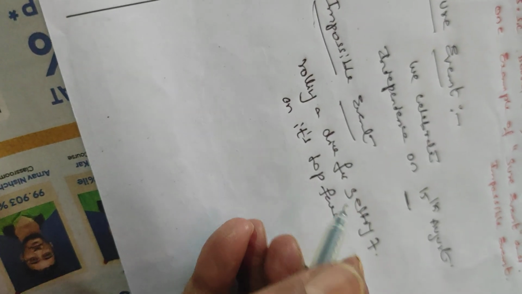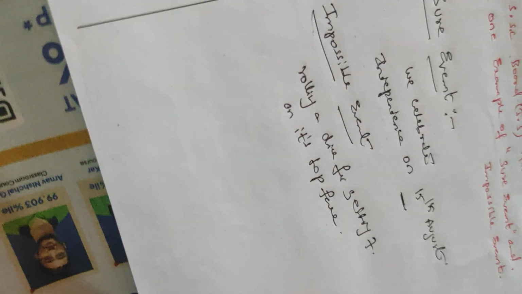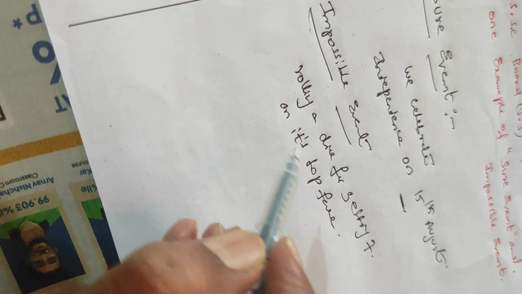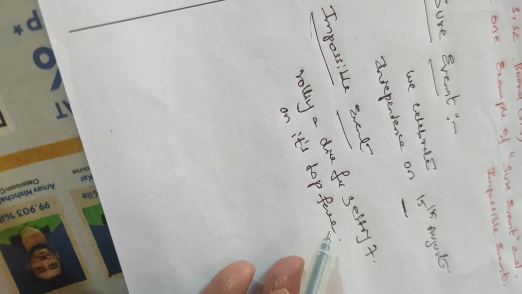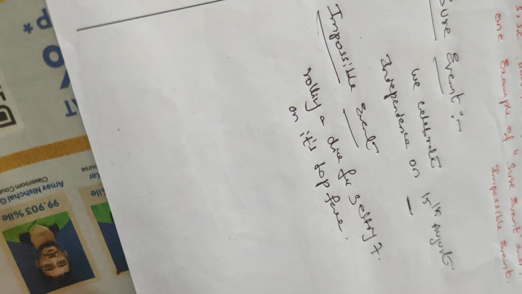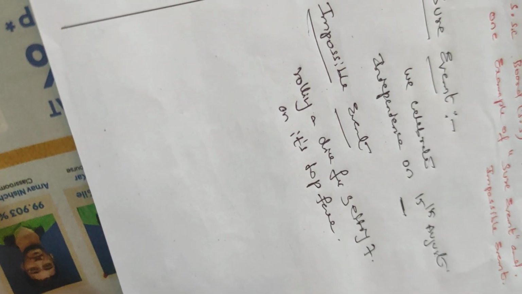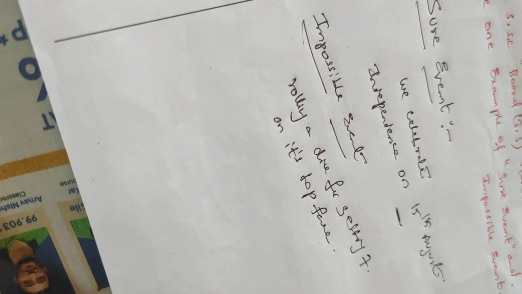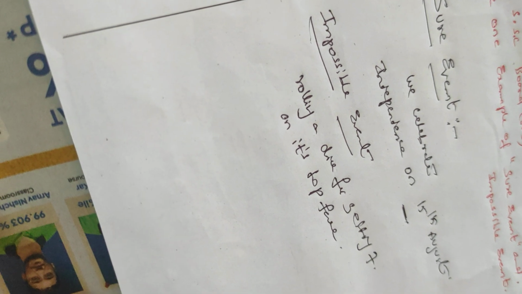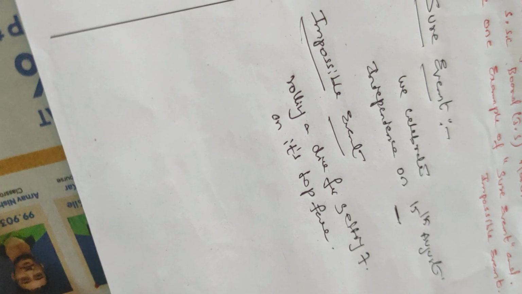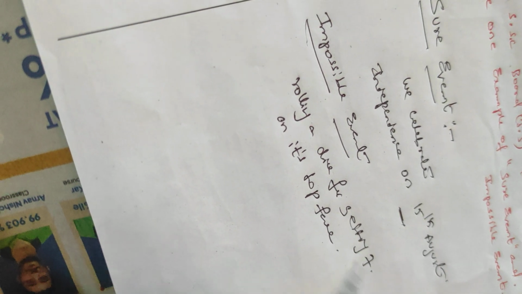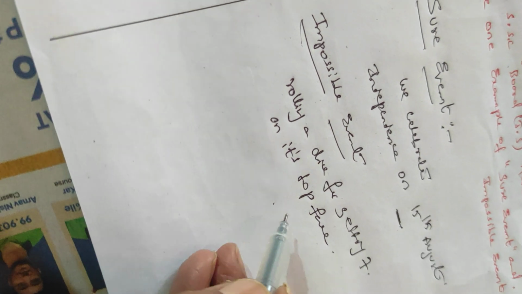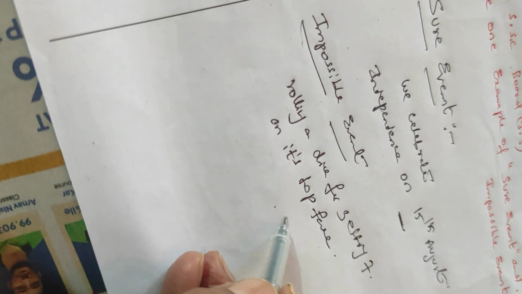When you roll a die, there is a chance of getting 1, 2, 3, 4, 5, 6, but there is no 7 on the die. So 7 we can't expect. So rolling a die for getting 7 on its top face is an impossible event, because there is no number 7 marked on a die. We have only 6 faces. The 6 numbers will be marked. There is no chance of getting 7 on a face of a die. For that reason it is an impossible event, and it is an example of an impossible event.